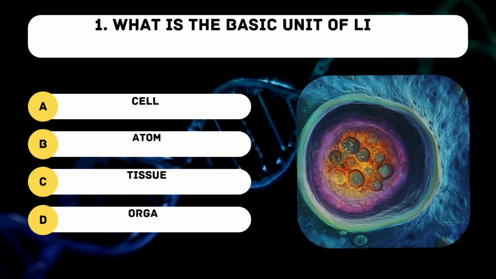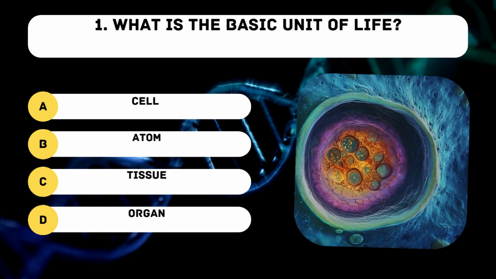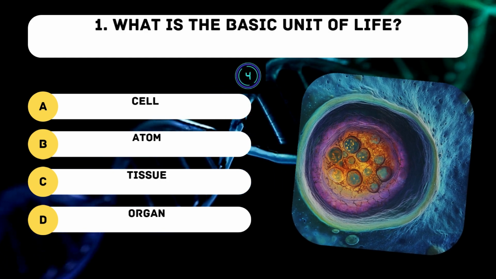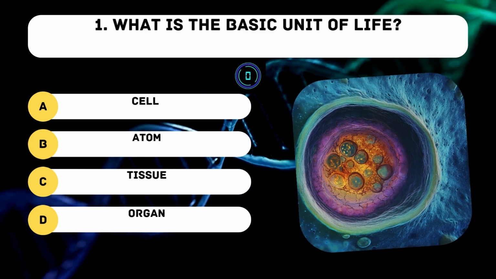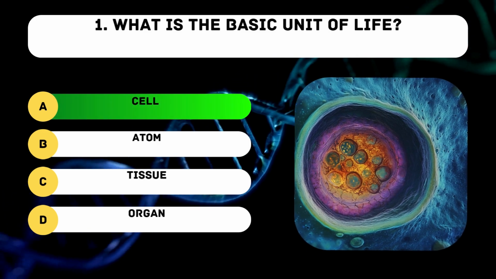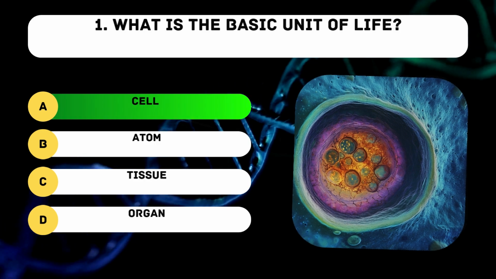1. What is the basic unit of life? A. Cell, B. Atom, C. Tissue, or D. Organ? The answer is A, cell. Cells are the smallest structural and functional unit of life in all living organisms.